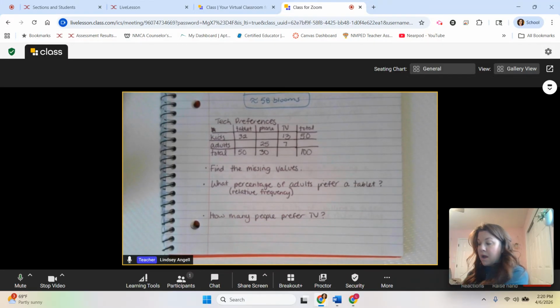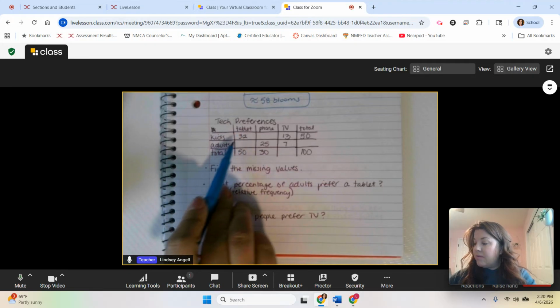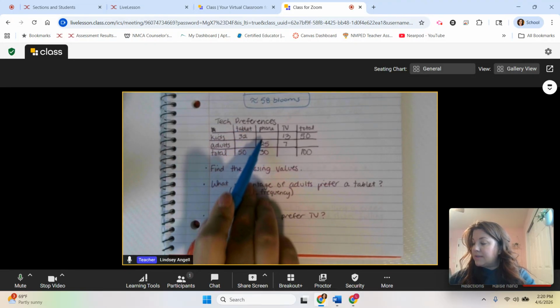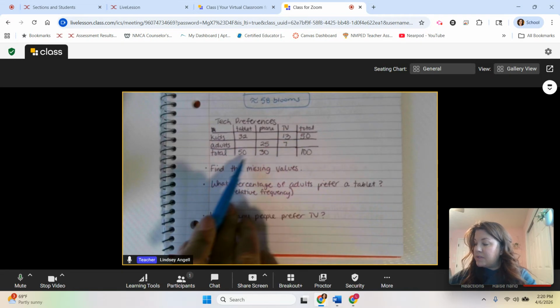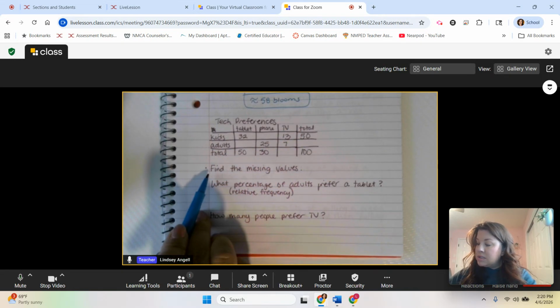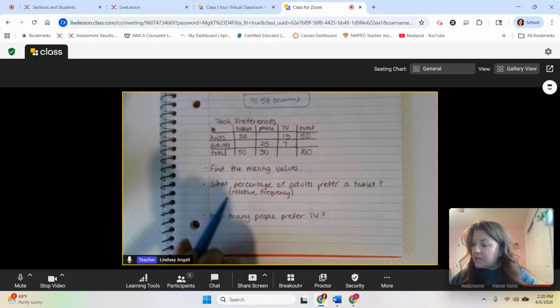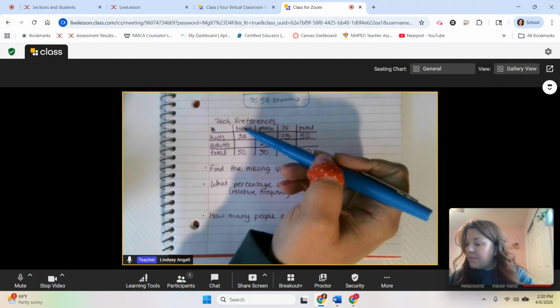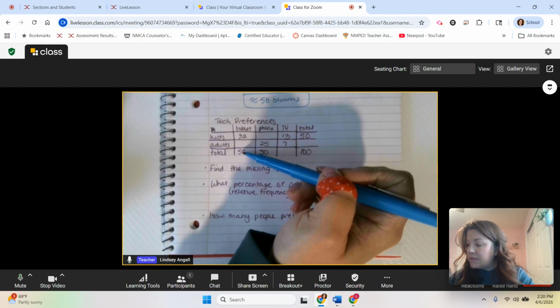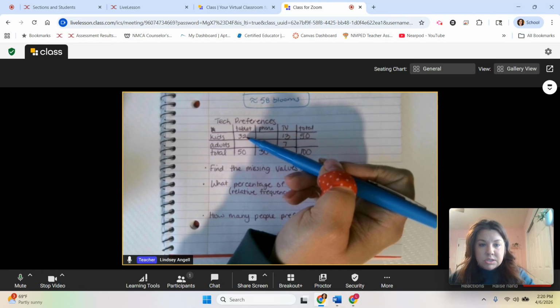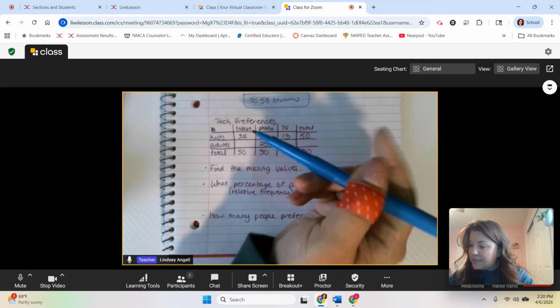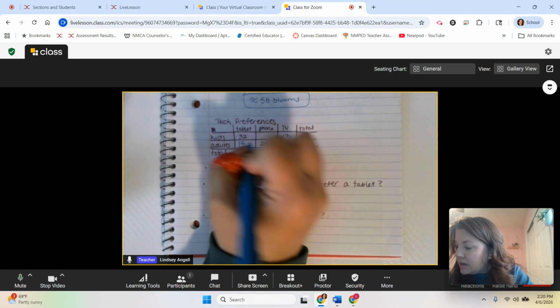For this last problem, this is a two-way table. This is comparing tech preferences for kids and adults. So we've got people who like tablets, phones, and TV, and then we have the totals in both. So our first task is find the missing values. So let's fill in the rest of the table. Well, for the people who like the tablet, if the total is 50, and we've already used 32 of them, 32 were kids, that means that 18 were adults.